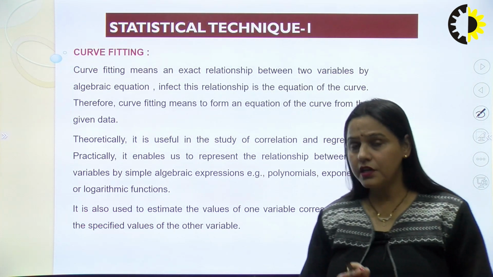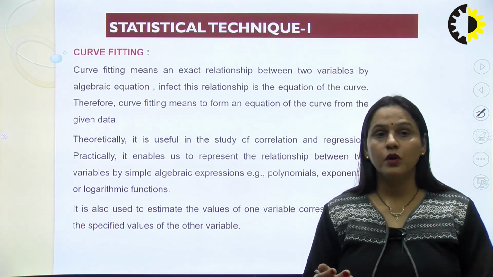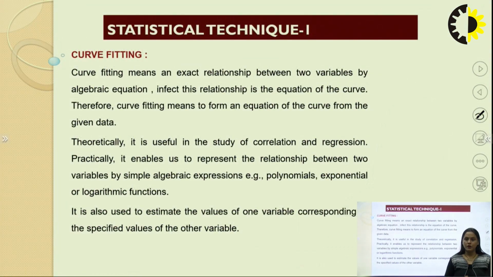Whenever in statistics we have a data set, we try to get a relationship between the variables of the given data set. From that, we find an exact relationship between the two variables. Or you can say, we find an equation between x and y, if there are two variables x and y. This relationship can be polynomial, exponential, or logarithmic.